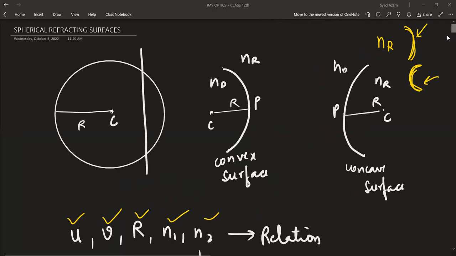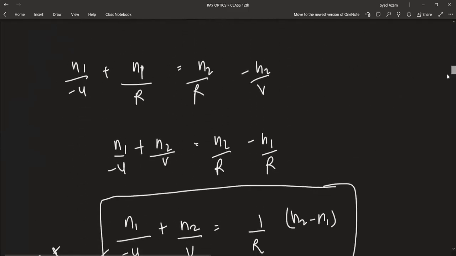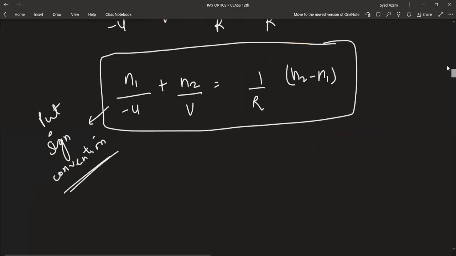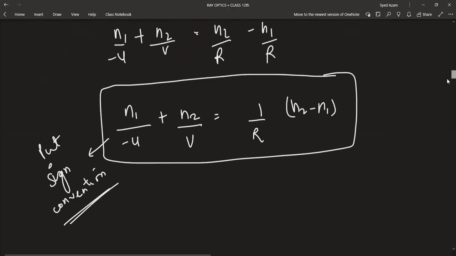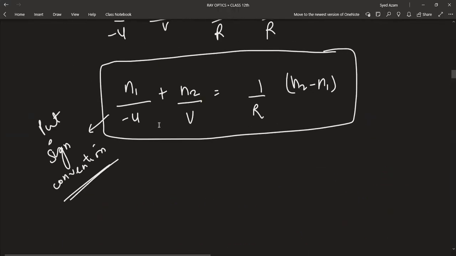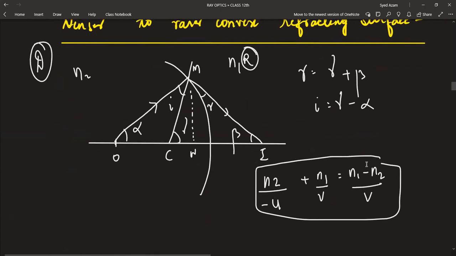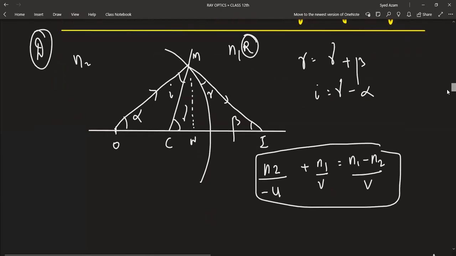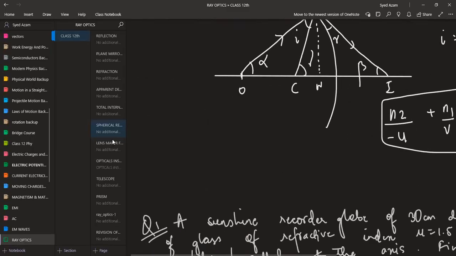Then we saw the spherical refracting surfaces. These two derivations are very lengthy and very important. You have to be very careful when deriving from the rarer to denser or denser to rarer surface. For rarer to denser: n1 by minus u plus n2 by v is equal to 1 by r into n2 minus n1. And denser to rarer is n2 by minus u plus n1 by v is equal to n1 minus n2 by r.